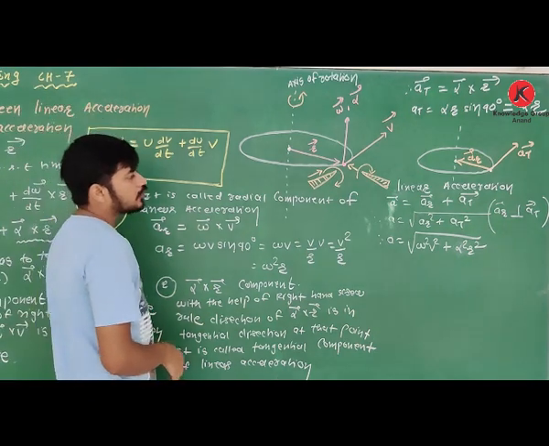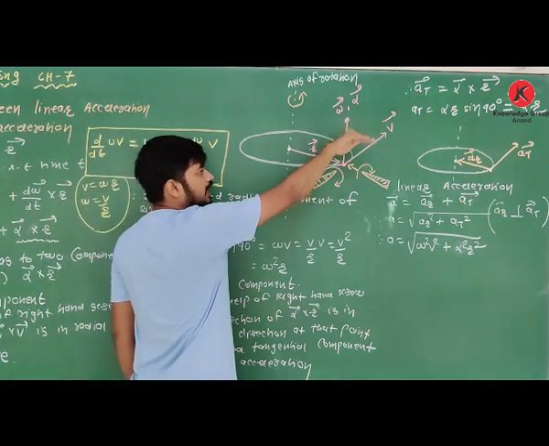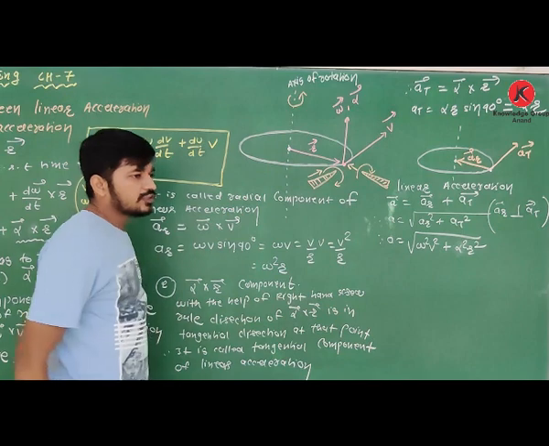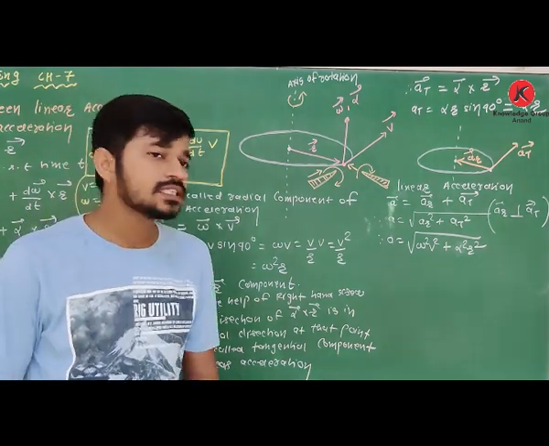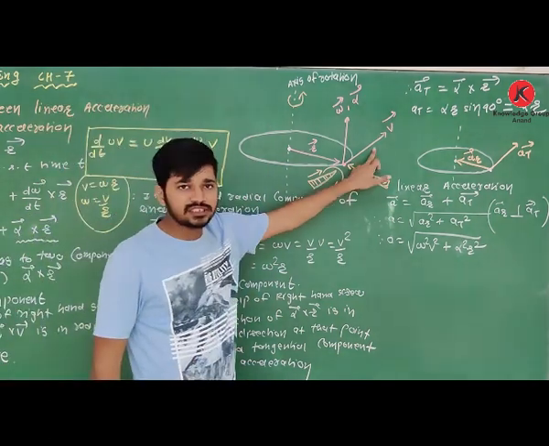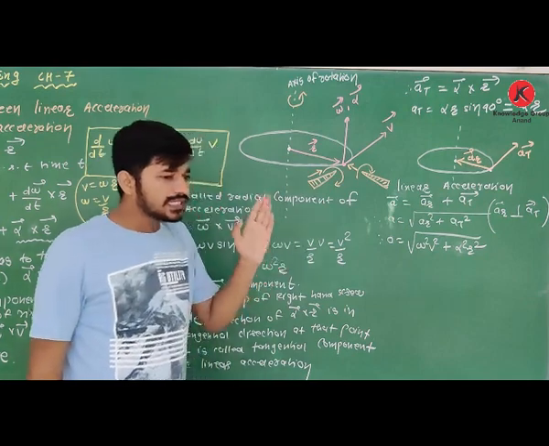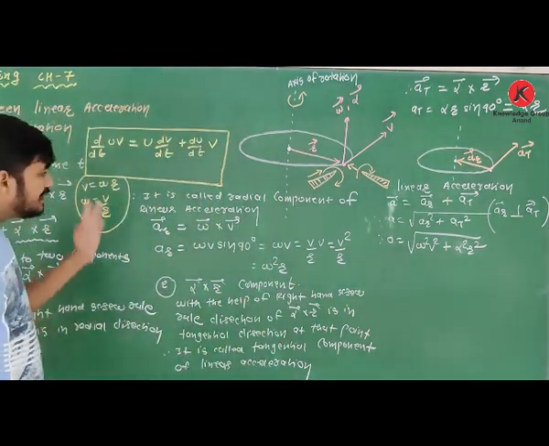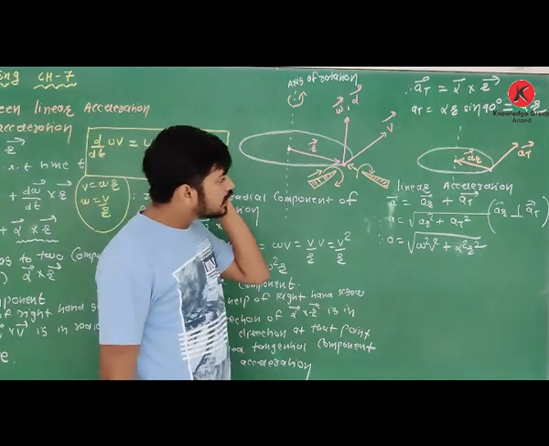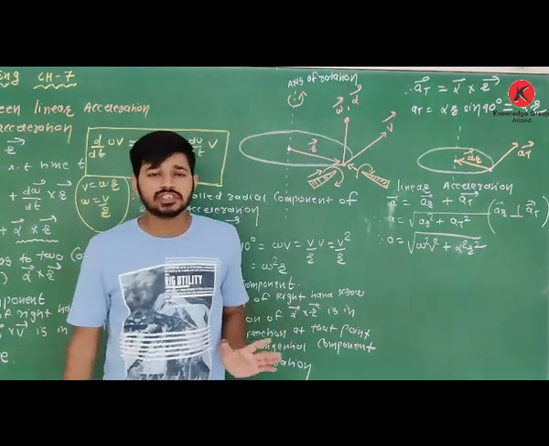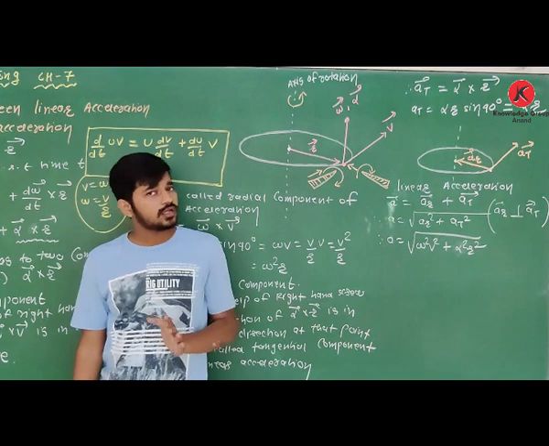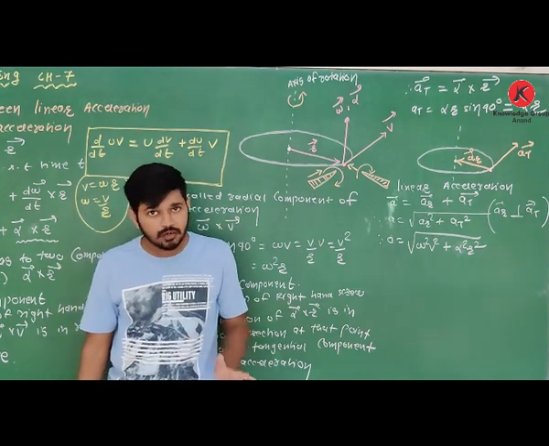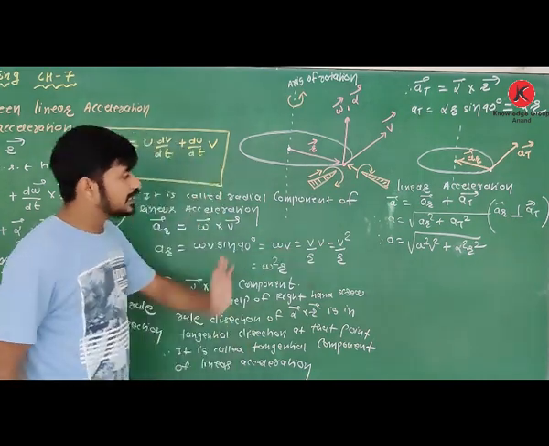Similarly, for alpha cross R, alpha is in this direction, R in this direction, thumb is in direction of velocity. So yes, velocity is in direction of tangent, so this alpha cross R is in direction of tangent. So yes, that's why we have named radial acceleration and centripetal acceleration. Clear about this? Clear? Any doubt? Okay. Now, yes, here it is over.